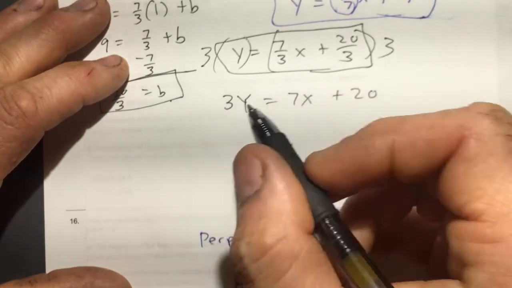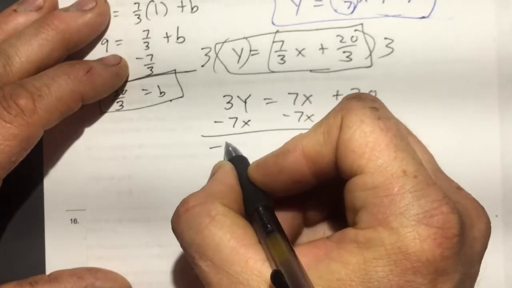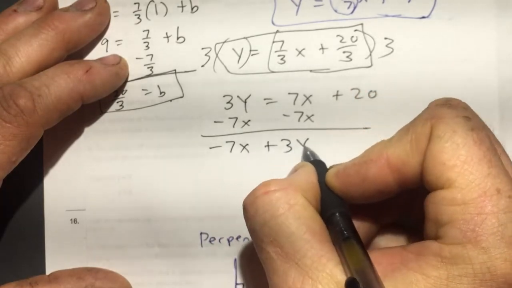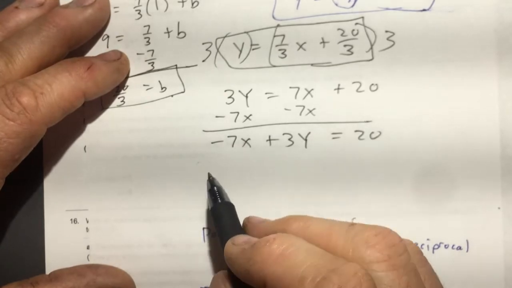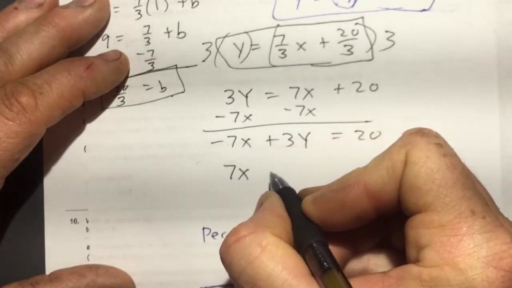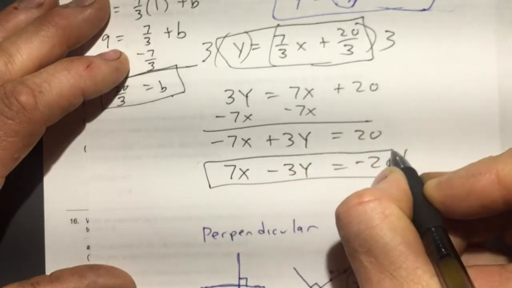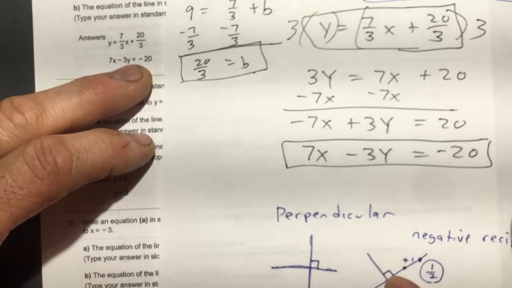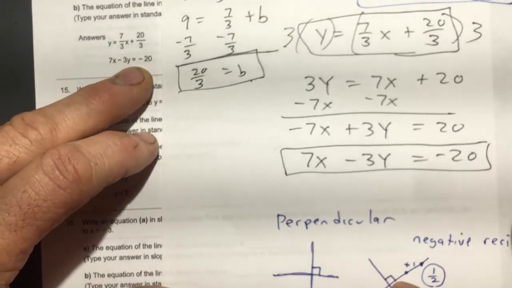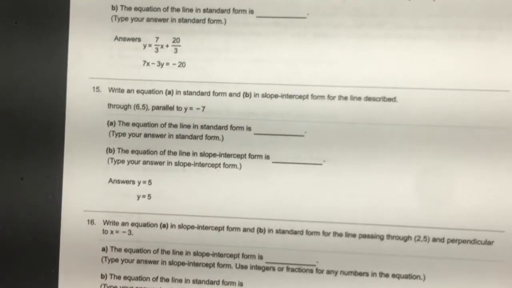Okay, so get rid of your fractions first. This will be minus 7x now to get it over here. And then I can't have my x negative, so I change them all. So it's going to be positive 7x minus 3y equals negative 20. And that should be my answer there in standard form. And lo and behold, we got it right. Okay, that's number 14. There's just a few more.